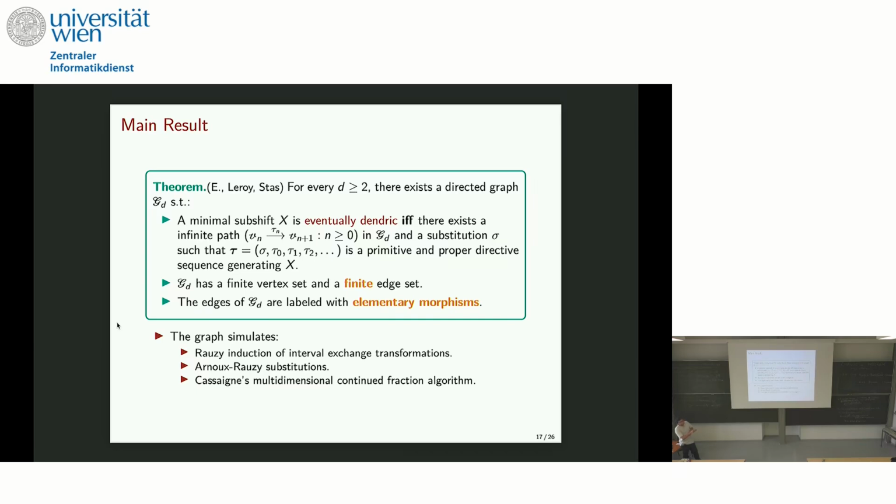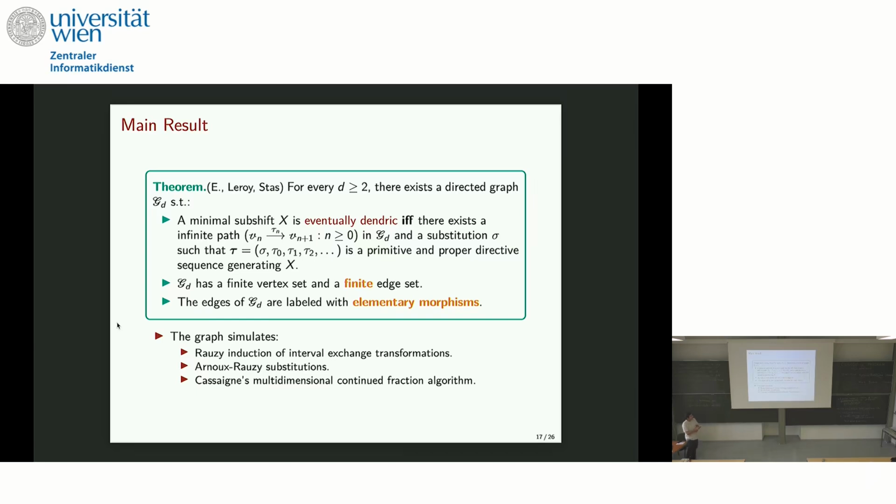There are two technical conditions, which are really not important, but we need to put them there. Now, the characterization is a bit different because we're considering the dynamical closure. Moreover, we now have a finite edge set and also elementary morphisms as labels. So now we have finitely many substitutions. We have solved the problems, and we have, in fact, something more.